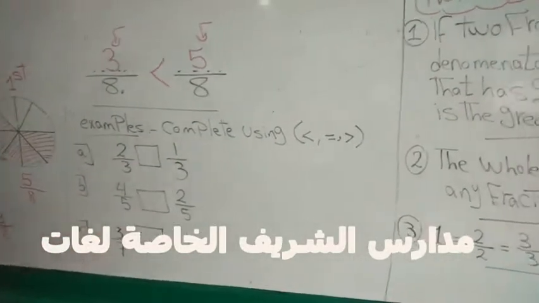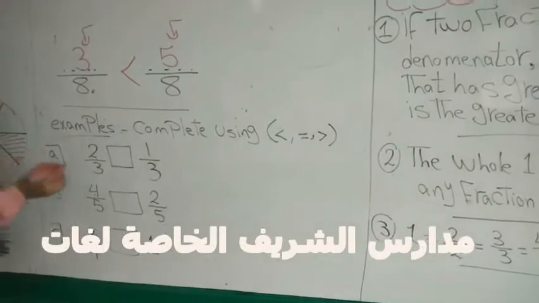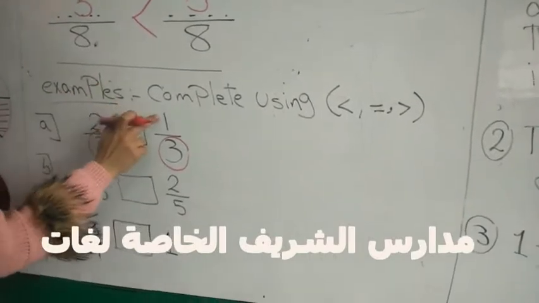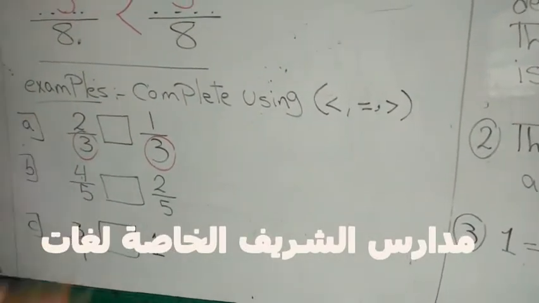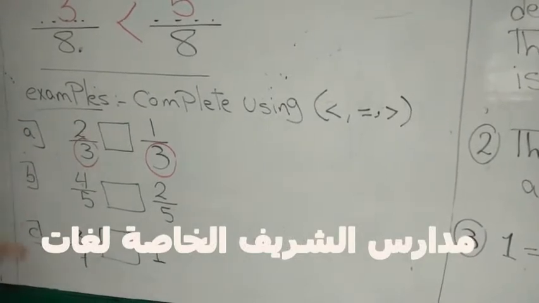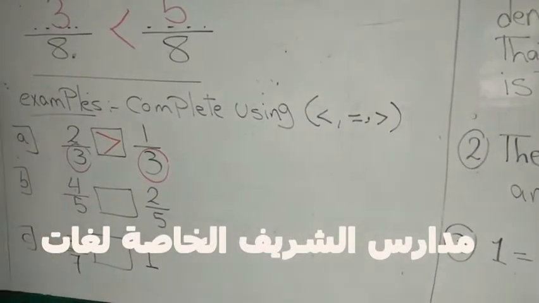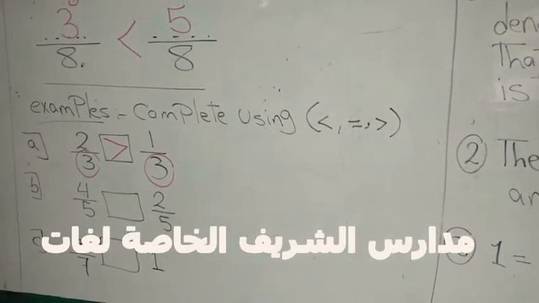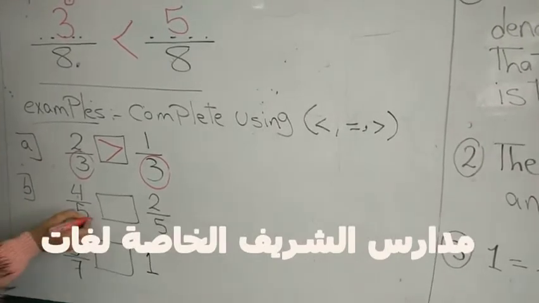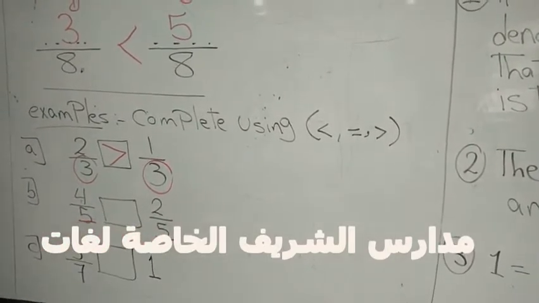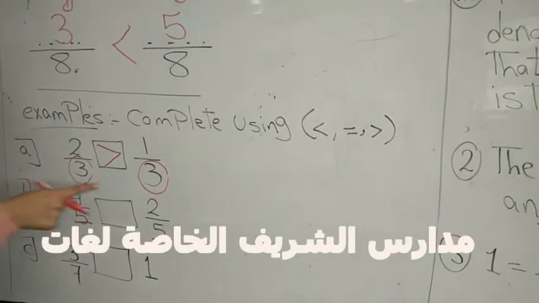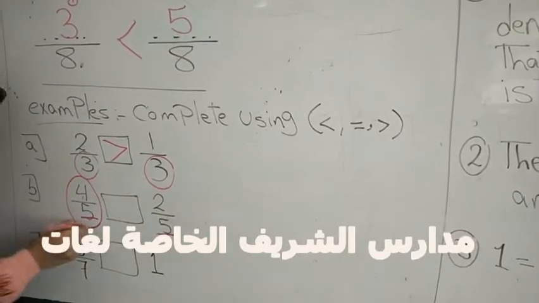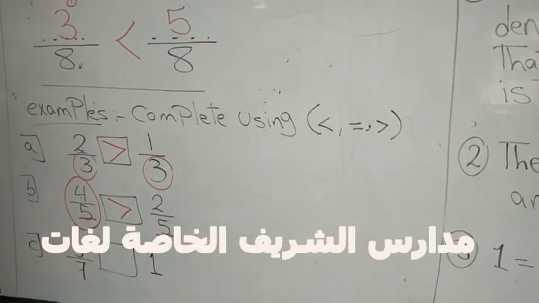2/3 or 1/3, which is greater? We have the same denominator, and the first numerator is 2, the second numerator is 1. So 2 is greater than 1, so 2/3 is greater than 1/3. So put the sign. Now 4/5 and 2/5. Look at the denominator. We have the same denominator, and the first numerator is 4. Here we have 2 in the numerator, so 4 is greater than 2. So the fraction 4/5 is greater than 2/5.